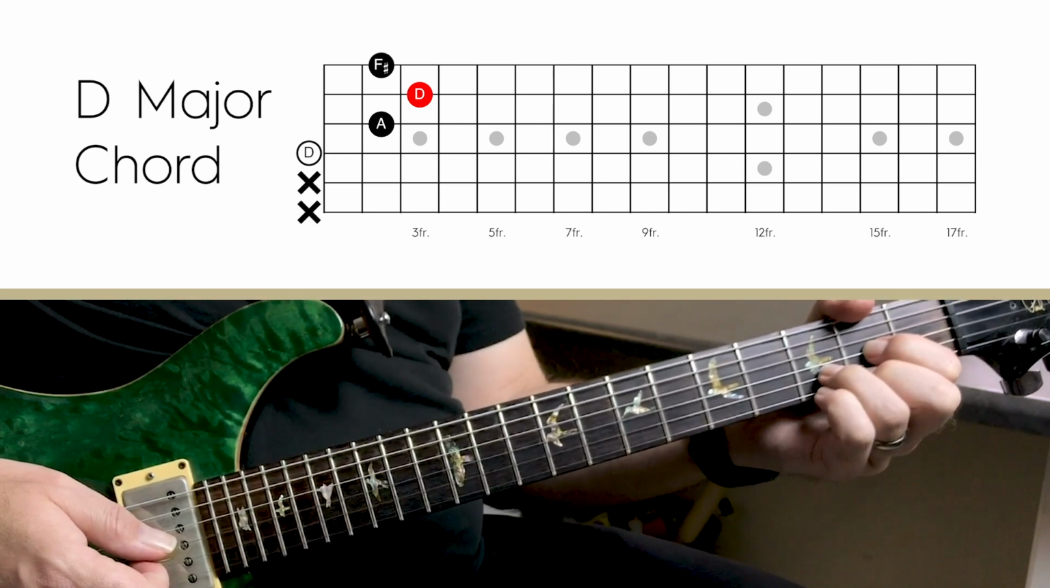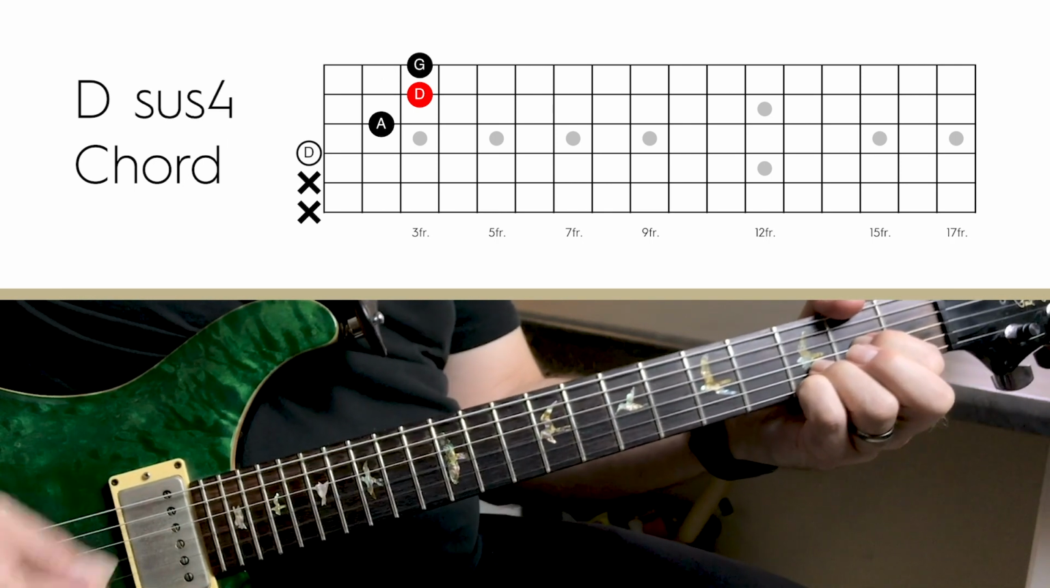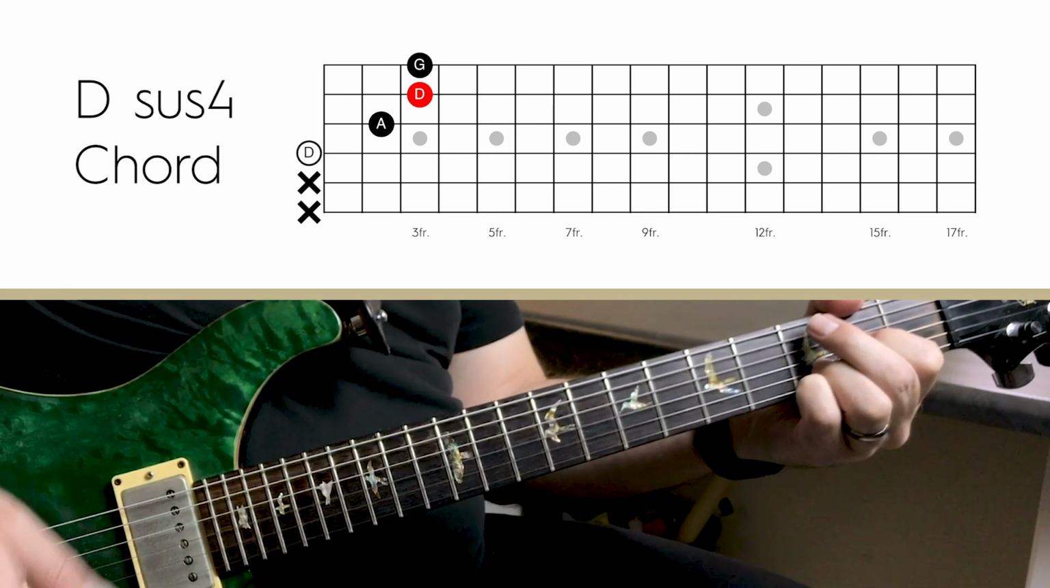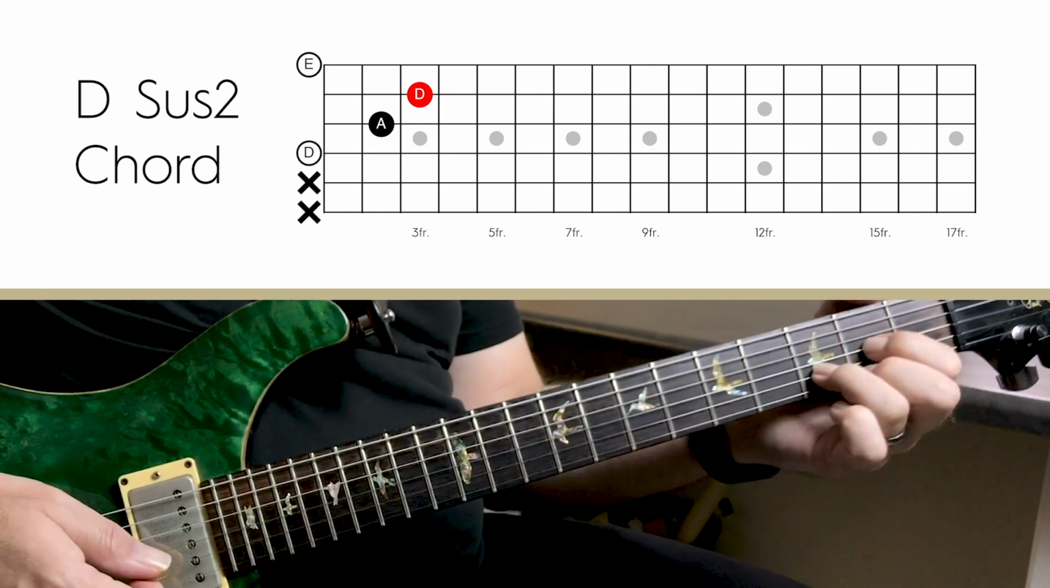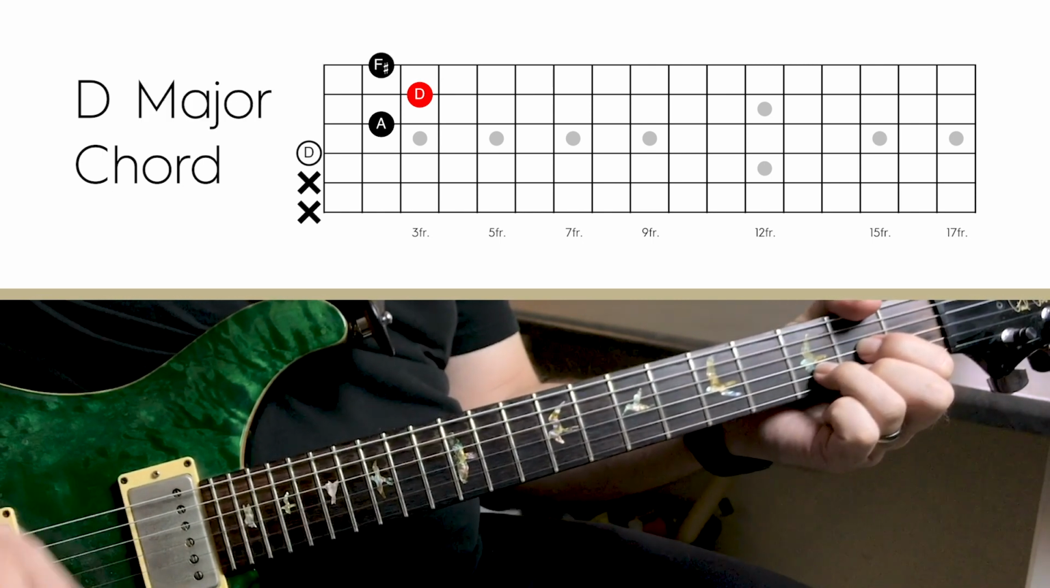D major, right? D sus4 and D sus2 and a normal D major. All right, that in essence is a short look into what a sus chord is and how they work.